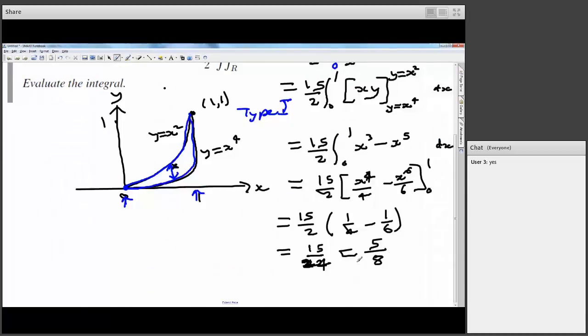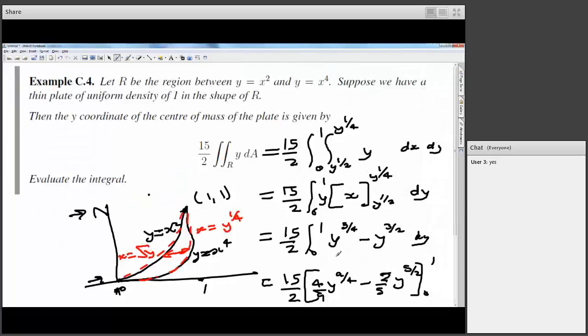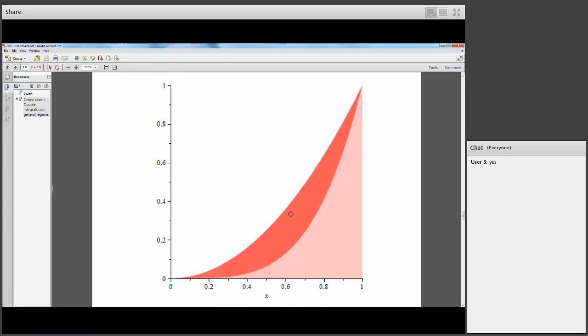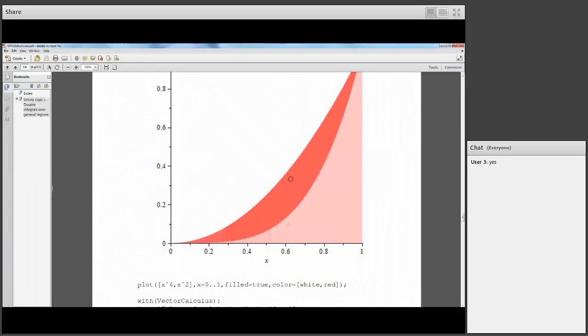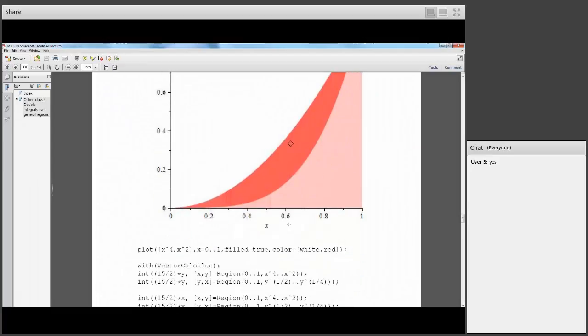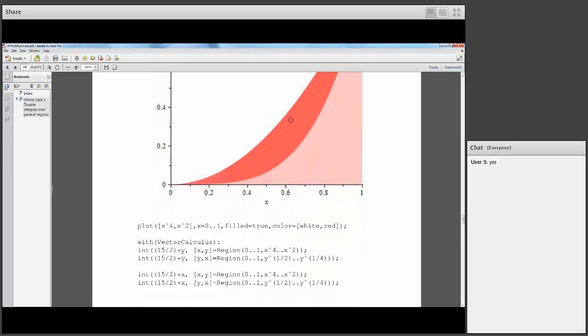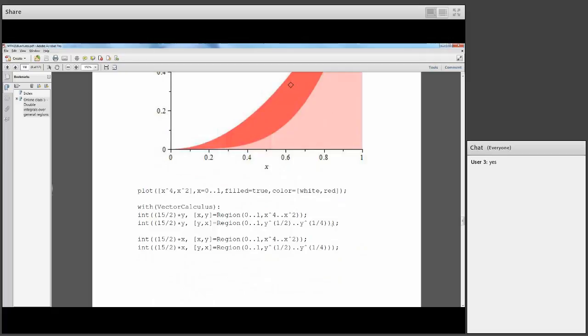And 5/8. So 0.625 is the x coordinate. Just as an aside, you can work out all these sort of integrals in Maple if you're interested. There is an appendix to Chapter 2 towards the end on how to use Maple for various stuff. And so here are the commands.